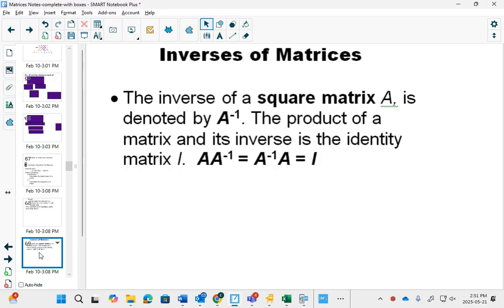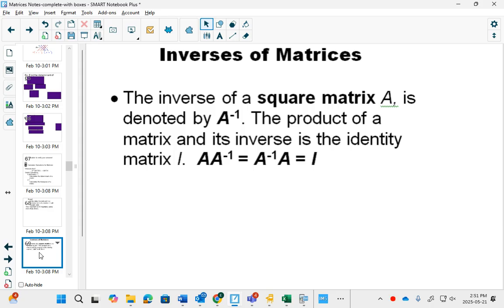Inverse. So we can't divide, but instead, if we have equations, we can do inverses. So the inverse of a square matrix. Other matrices don't have inverses, unfortunately. Only square matrices have inverses, denoted by A inverse.